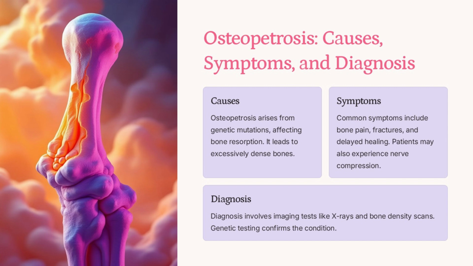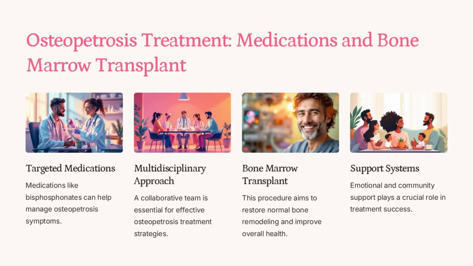Common symptoms include bone pain, frequent fractures, and delayed healing of fractures. Nerve compression can also occur due to the dense bones. Diagnosis is made through imaging tests like X-rays and bone density scans, as well as genetic testing to confirm the genetic mutation. Early diagnosis and treatment are important to manage the symptoms and complications of this condition.